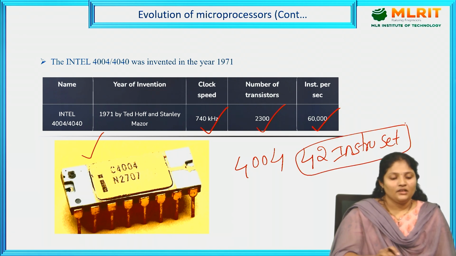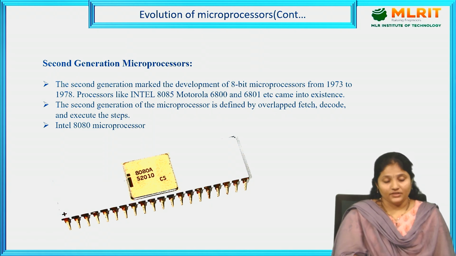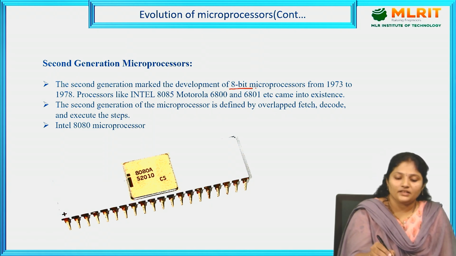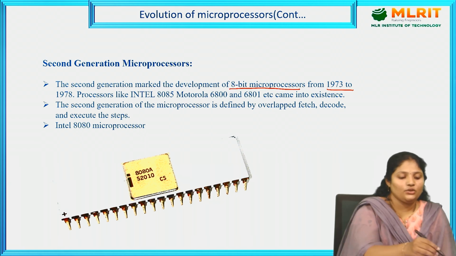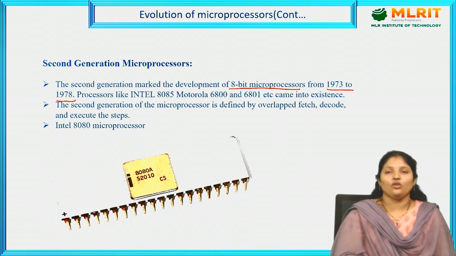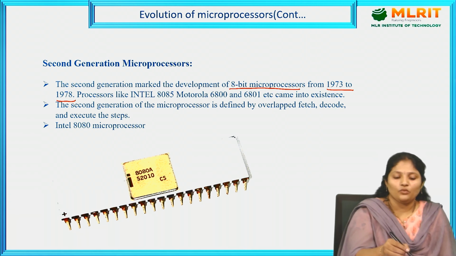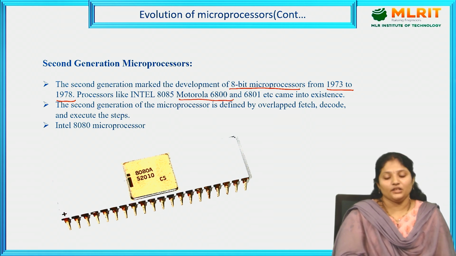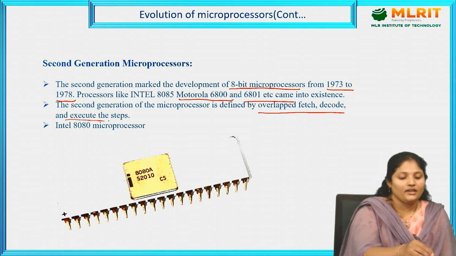Next, coming to the second generation of microprocessors. These are basically 8-bit microprocessors, starting from the year 1972, and the generation ends in the year 1978. Along with Intel, the Motorola 6800 and 6801 came into existence. These second generation microprocessors are defined by overlapped fetch, decode, and execute.